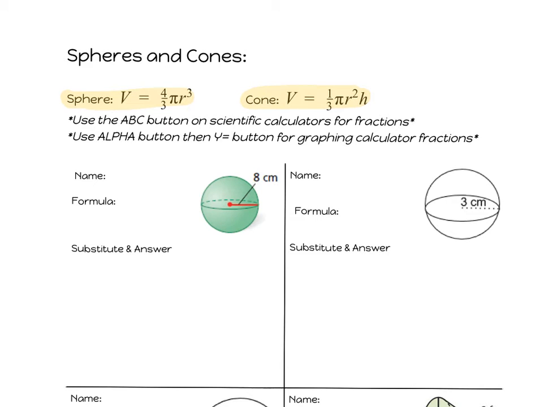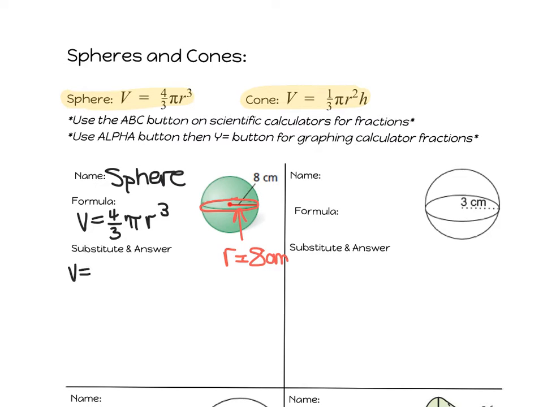So our first question here, the name of this shape, that's our sphere. Our formula is volume equals 4/3 pi times the radius cubed. So let's substitute. In here we have our radius drawn. So you can see this circle here, and that the 8 centimeters is from the center to the outside, so only halfway across. So our radius is 8 centimeters, so I'm going to plug in 8 for r.